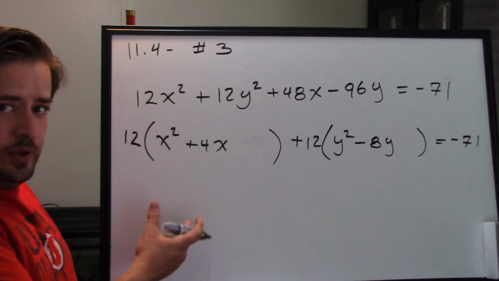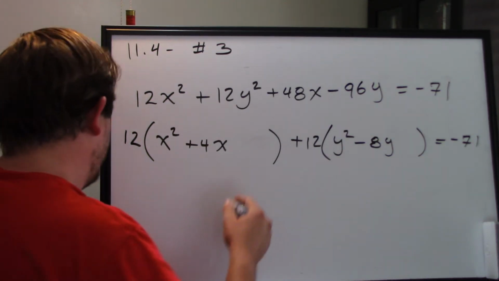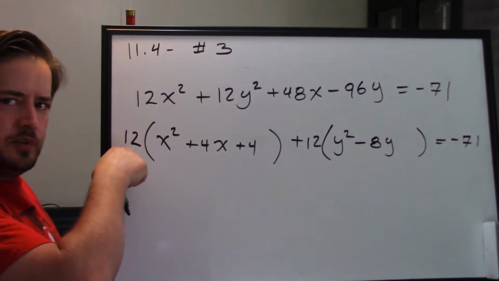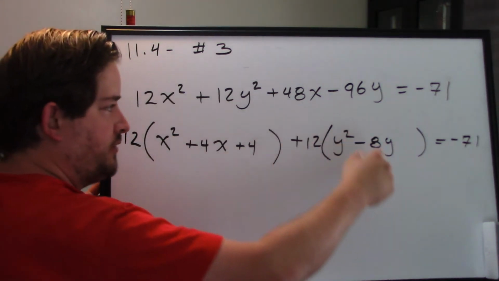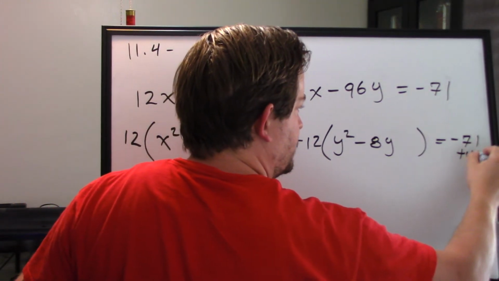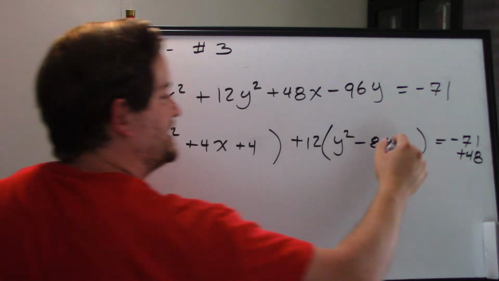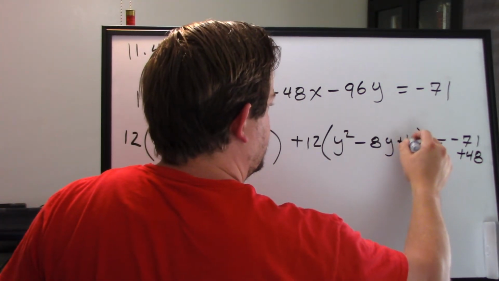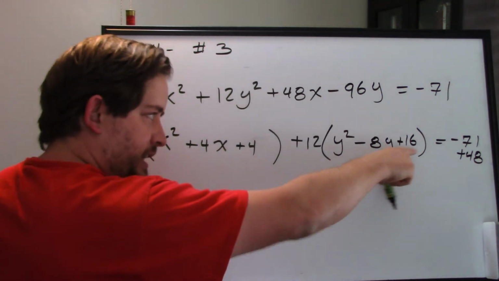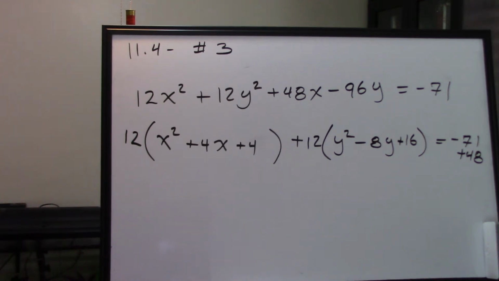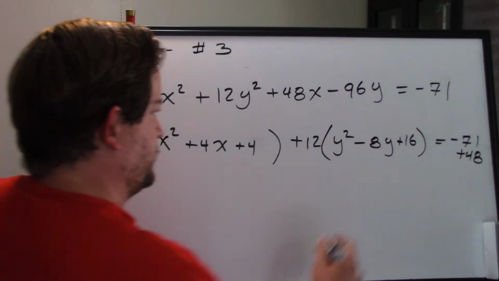Right, so I can complete my squares. Half of 4 is 2, squared is 4 again, so I add 4. But if I'm adding 4, I'm really adding 4 times 12, which is 48, so I have to add 48 to the other side. Half of 8 is 4, squared is 16. While I'm adding a 16 inside this parentheses, I'm really adding 16 times 12, so I have to add that to the other side. That is 192.